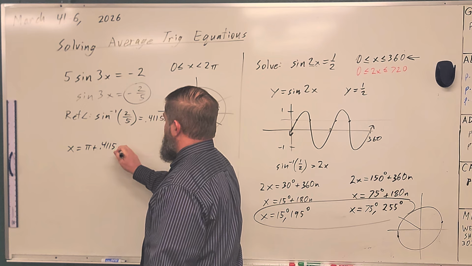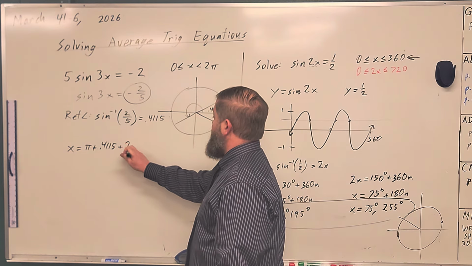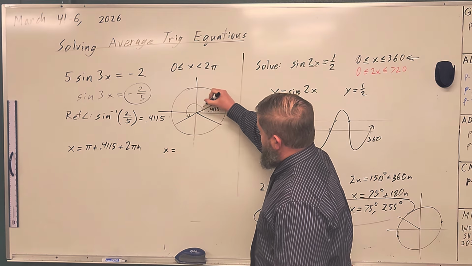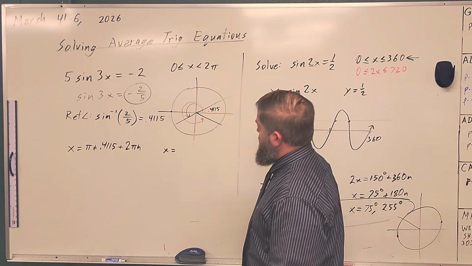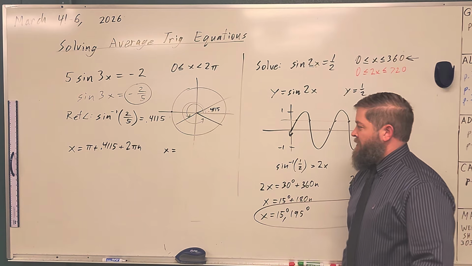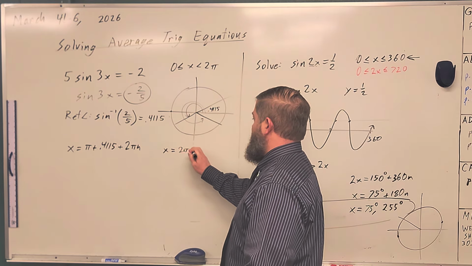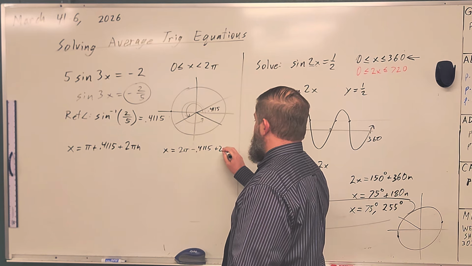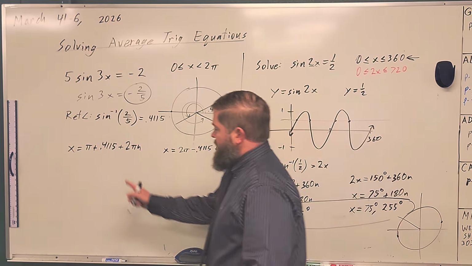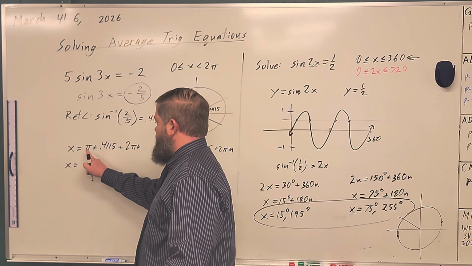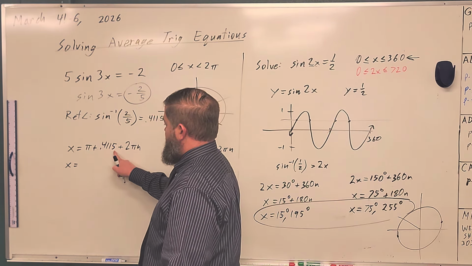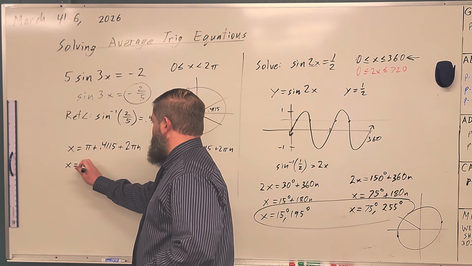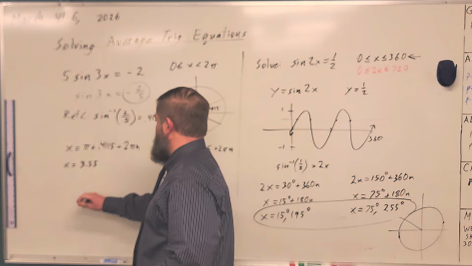Okay, and don't forget we also have to add any multiples of 2 pi. So 2 pi n. Okay, x equals, what about this one right here? 2 pi minus my reference angle, 0.4115 plus 2 pi n. Okay, on your calculator, can you tell me what pi plus 0.4115 is? 3.55.